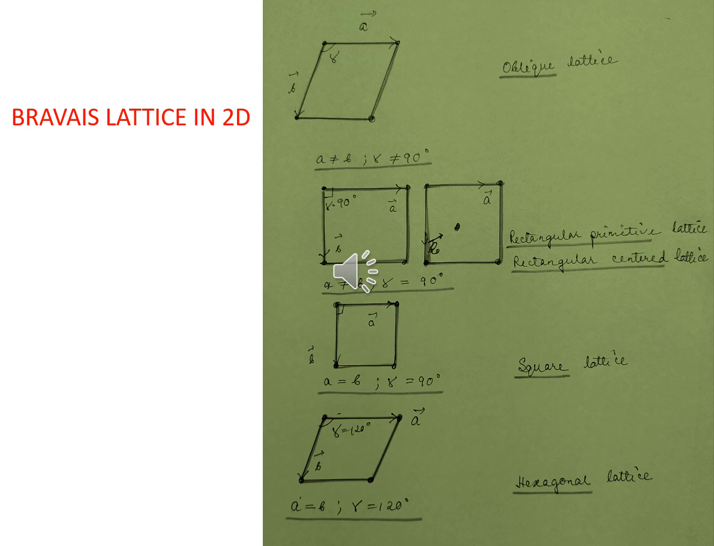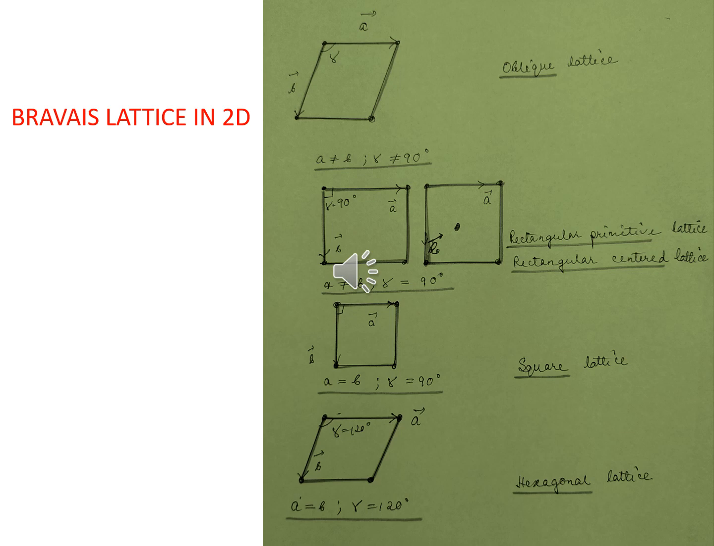There are 5 types of Bravais lattices in 2 dimensions, namely oblique lattice, rectangular primitive lattice, rectangular centered lattice, square lattice and hexagonal lattice. So for example, if you take the oblique lattice, in 2 dimensions we have only 2 translation vectors, a vector and b vector, and the angle between them is gamma. In this particular case of the oblique lattice, the sides of the unit cell are unequal. That means the magnitudes of the translation vectors are unequal: a is not equal to b, and the angle between them is also not equal to 90 degrees. If this condition is satisfied, that a is not equal to b and gamma is not equal to 90 degrees, then the corresponding lattice is called an oblique lattice.